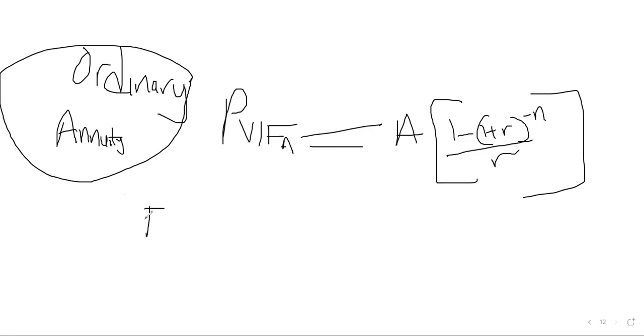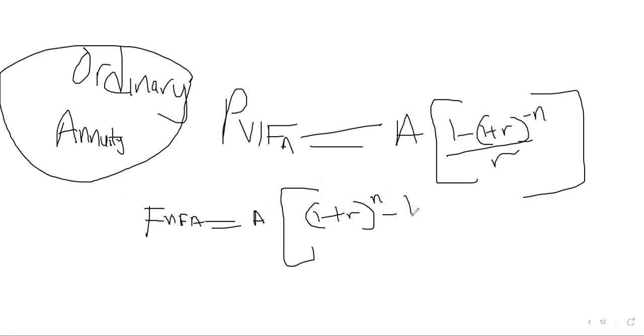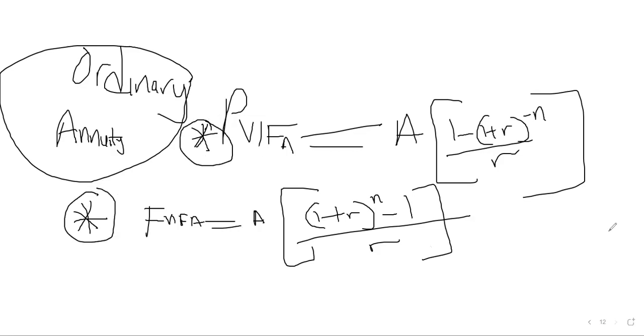Then we have the future value interest factor of an annuity, which is equal to amount, then (1 plus r) to the power n, minus 1, over r. This annuity is the amount being deducted at the end of the period or the month, and we need to find the present value of that deduction. So the first is the present value interest factor of an annuity, and the other is the future value interest factor of that annuity. These are the two formulas that we need to understand.